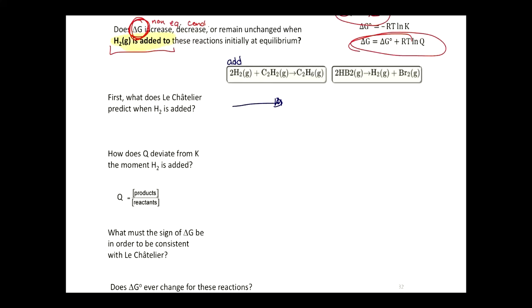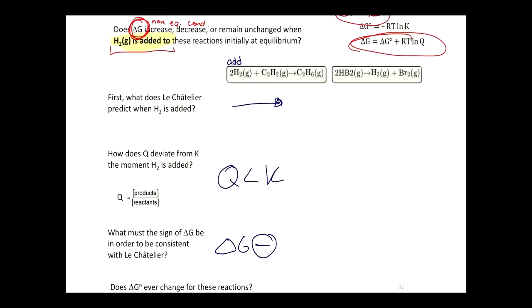Right? So based upon that, what must the sign of delta G be at that moment? Has to be negative. Yeah, so delta G must be negative the moment we add hydrogen. Also think about it this way: hydrogen's a reactant. So when you calculate Q, think about K. K is products over reactants. If you're adding a reactant, the denominator is becoming a bigger number, so Q is becoming a smaller number. The moment you add hydrogen, we see that Q becomes less than K.